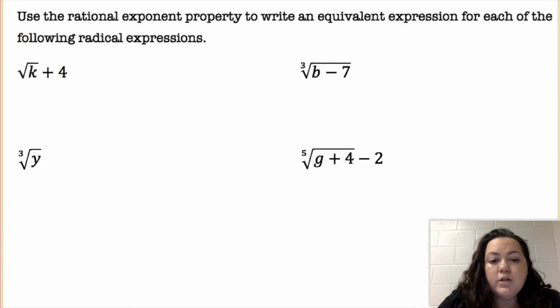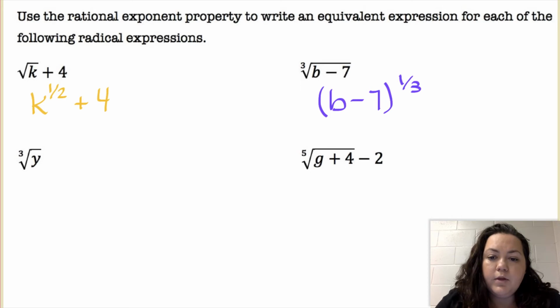Use the rational exponent property to write equivalent expressions for each of the following radical expressions. I have the square root of k plus 4. So I can write k to the 1/2 to represent the square root of k. The exponent is 1, the index is 2. For this one, I have b minus 7 within the radical, and it's being raised to the first power, so my exponent is 1, and it's the cube root, so my index is 3, so it's all raised to the 1/3.